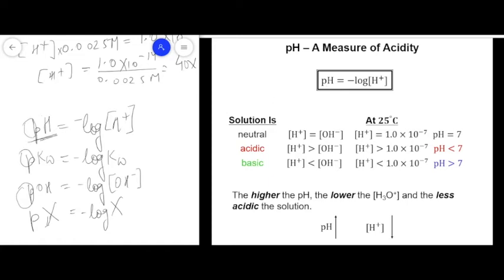Then pH is the measure of acidity. So it tells us how acidic our solution is. For instance, we know that at neutral conditions, H ion and OH ion concentration is this. So if you take negative log of that, pH comes out to be 7. So for a neutral solution, pH is 7. For an acidic solution, H ion concentration is going to be higher than 10 to the power negative 7, which means that pH is always going to be lower than 7. And for a basic solution, since H ion concentration is going to be less than 1.0 times 10 raised to the power minus 7, pH is always going to be greater than 7.